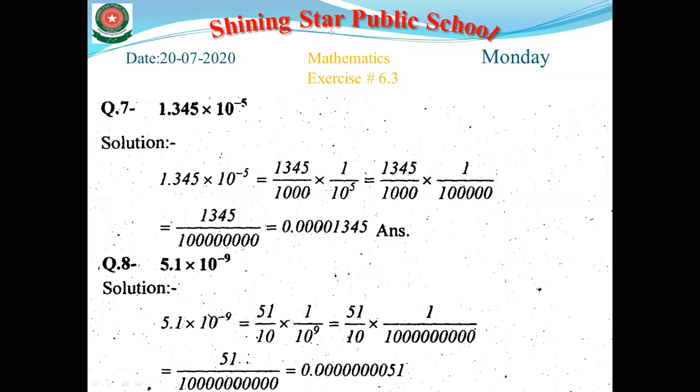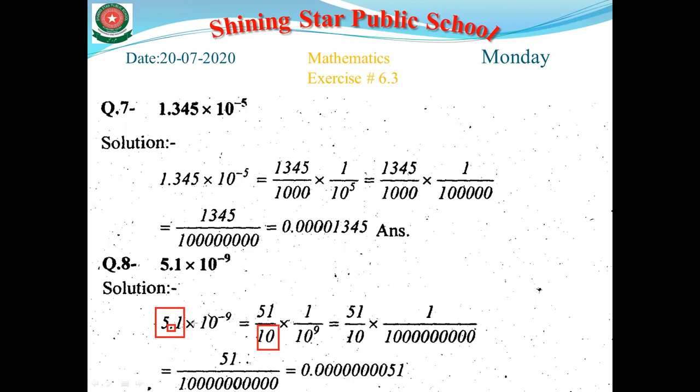Now question number 8. In question number 8, 5.1 multiplied by 10 power minus 9. Here is the point. After the point we have 1 digit, so that's why we write here 10, means 10.